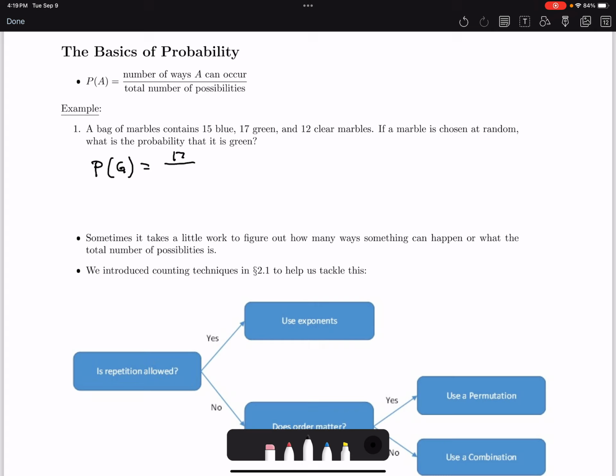Okay, so you can type that into your calculator. 15 plus 17 plus 12 comes out to 44. And if you want, you can change that into a decimal, or you can try to reduce the fraction. This one's not going to reduce, but as a decimal, this would be approximately 0.386.